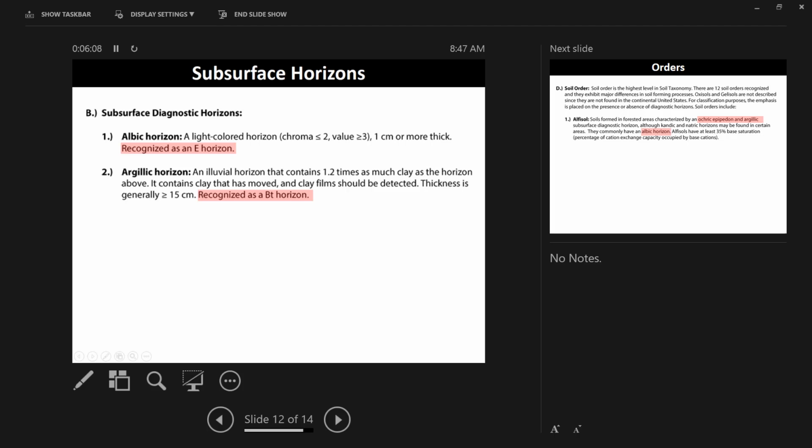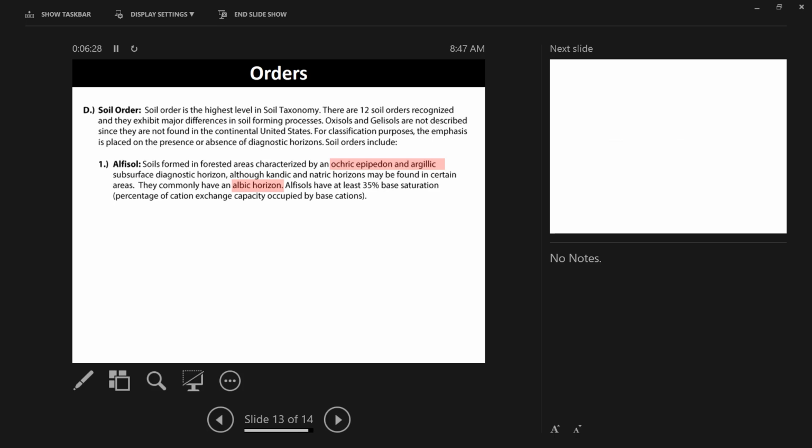But what I've tried to do is condense it down to a sentence. Albic, light colored, 1 centimeter or more, we would recognize it as an E horizon. But then I gave you the specific criteria that you would need. So we'll probably try to use what I put together in your manual to functionally kind of figure this stuff out. And then we get to the soil order level. That's the highest level, again, of soil taxonomy. For each of the soil orders, what I've done is indicated the epipedon that you need to have if a certain one is required, and then any subsurface diagnostic horizons that you would find, and then maybe any things that might be common but aren't required.